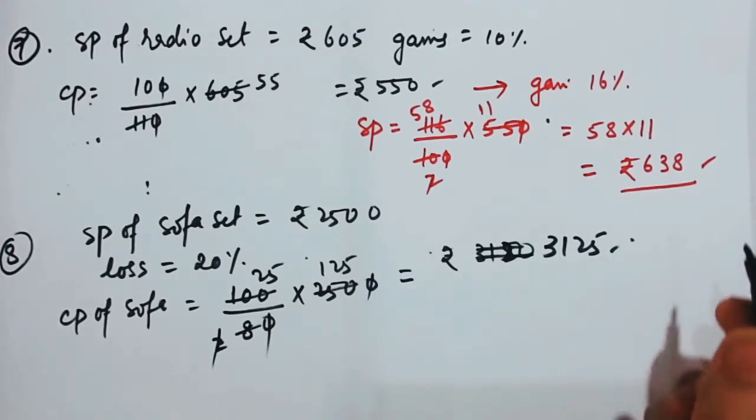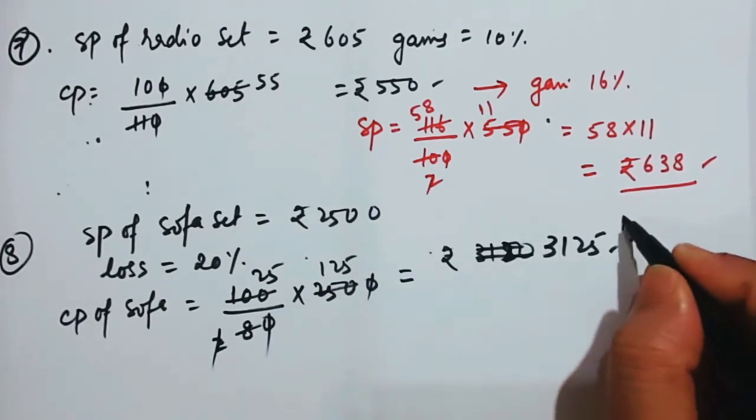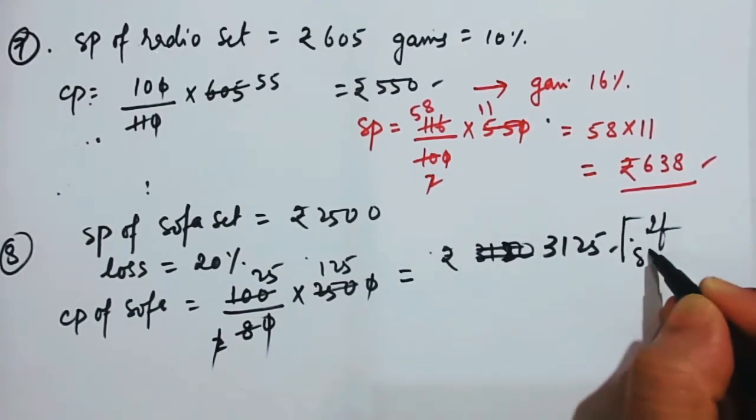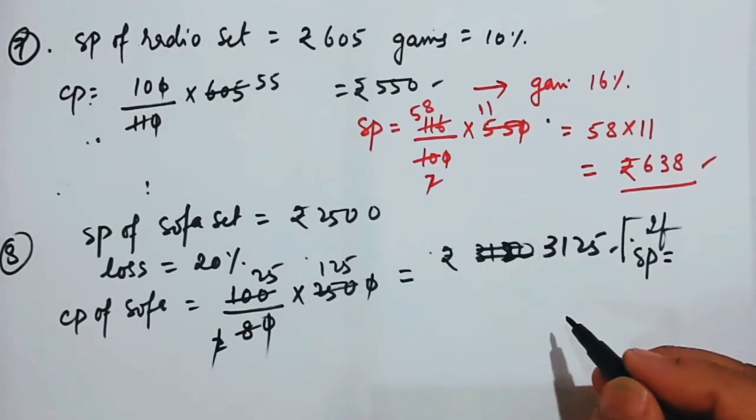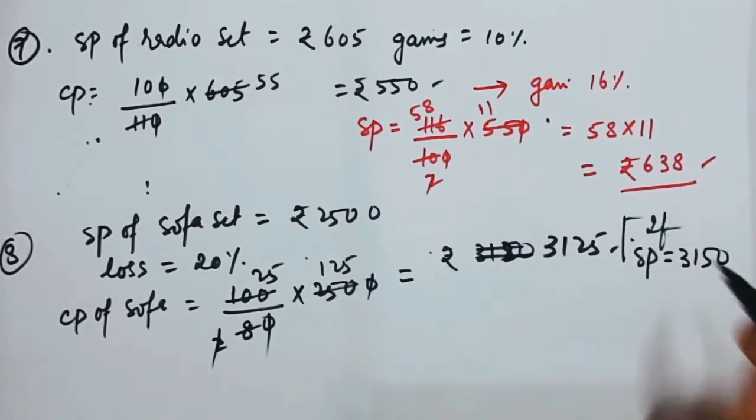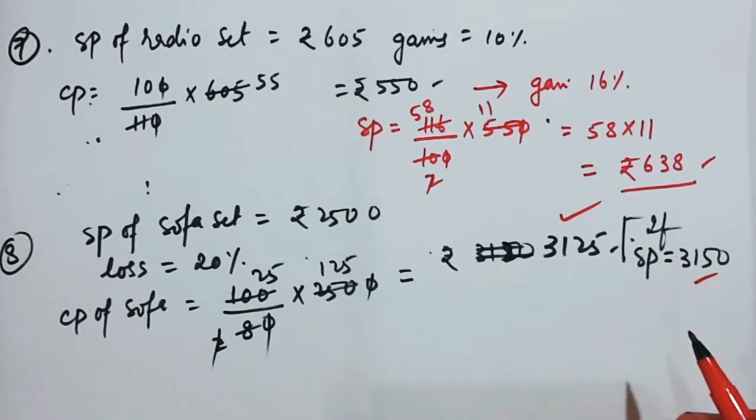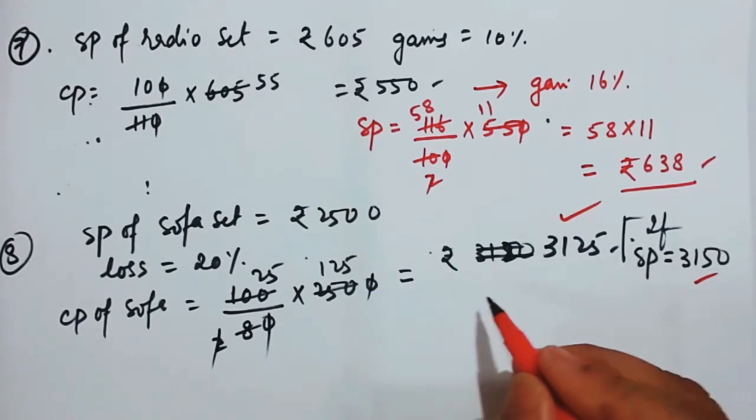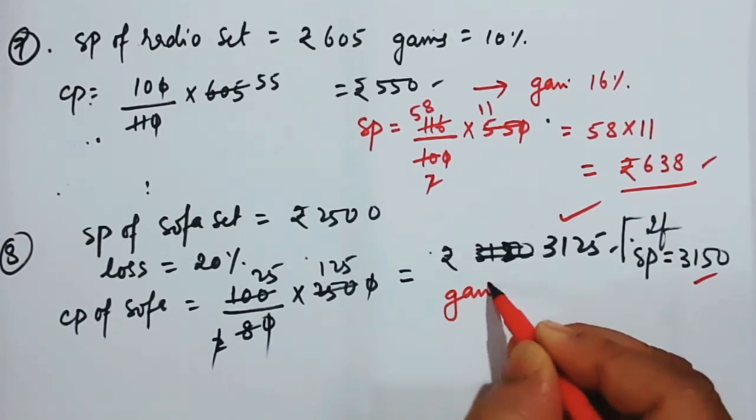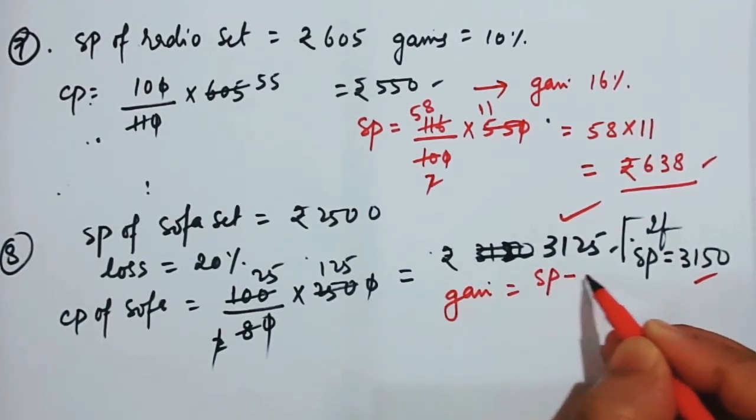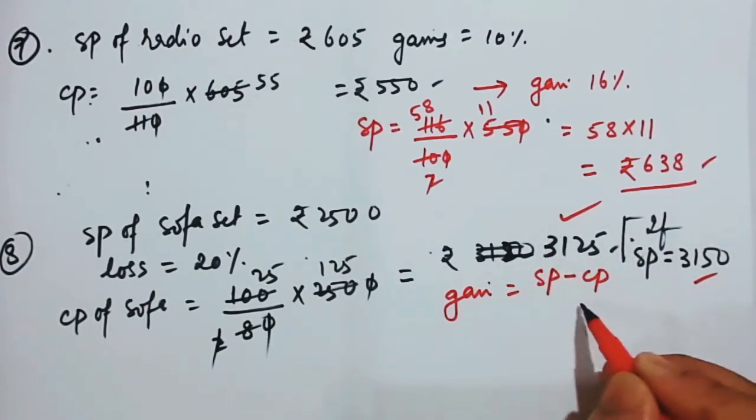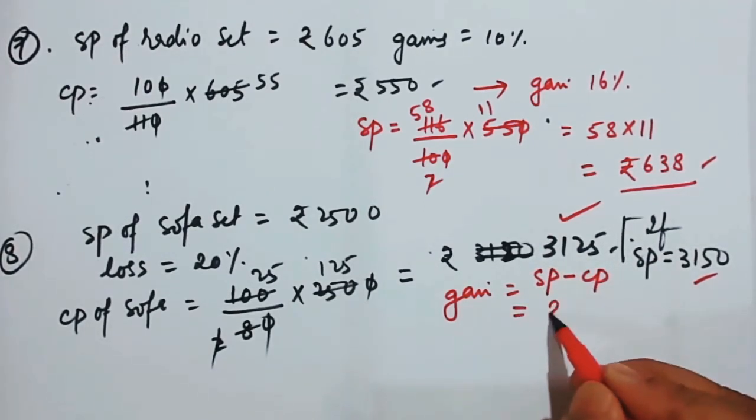Fine. Now again they say that if the selling price is equal to 3150, then you find out whether there is gain or loss. So cost price is this, selling price is 3150. So what do you think? There will be gain or loss? Naturally there is gain. So gain is equal to your selling price minus cost price, and selling price minus cost price will give you rupees 25.